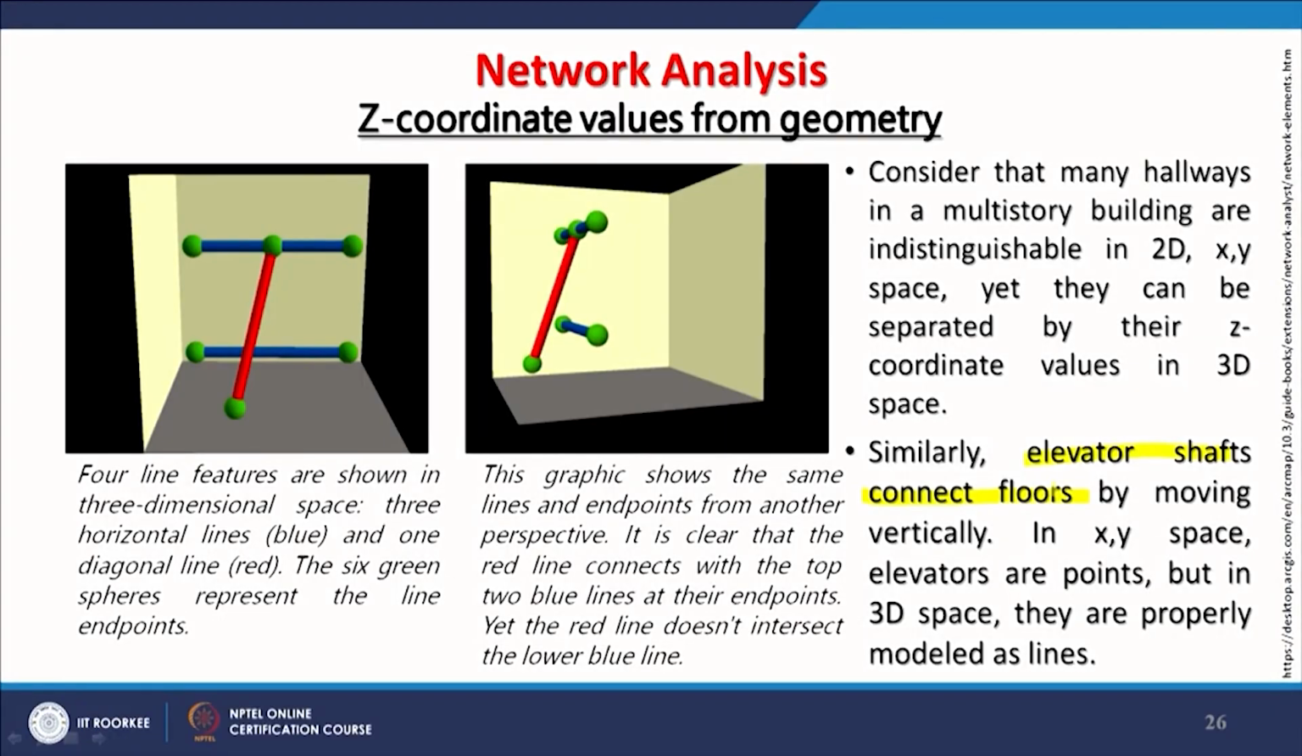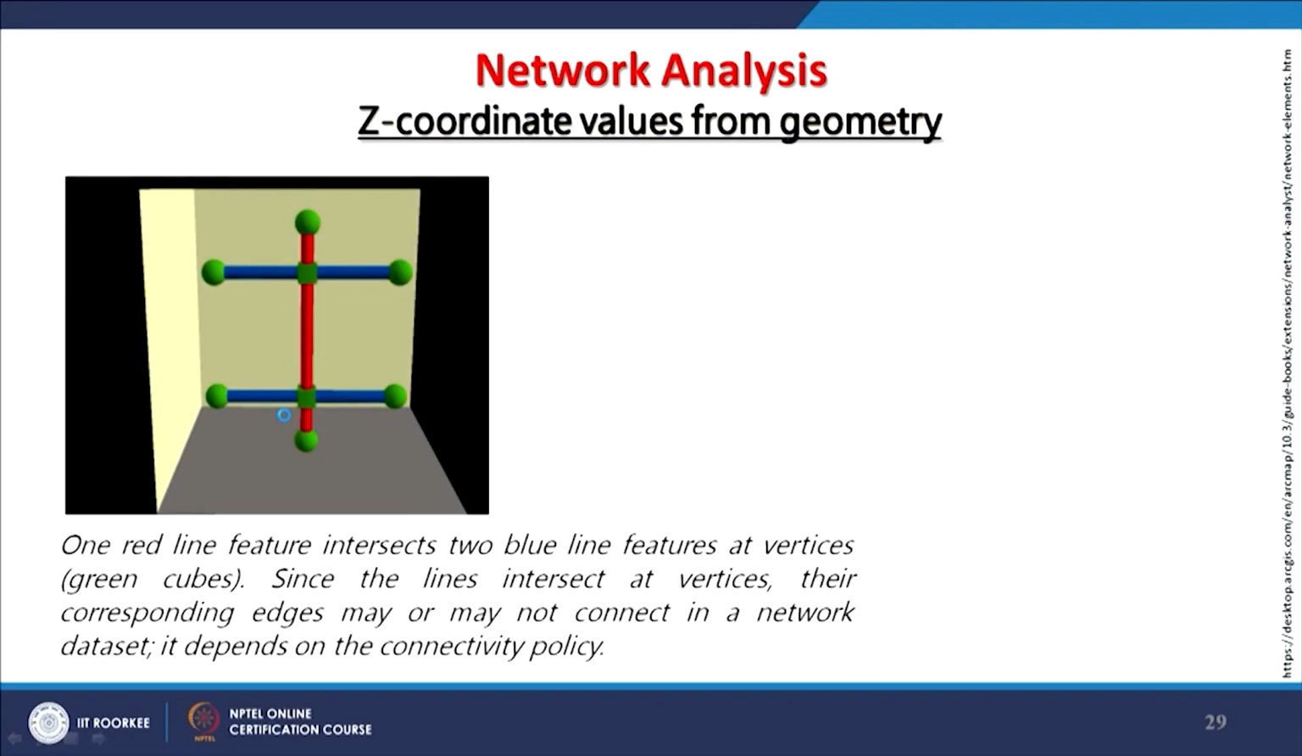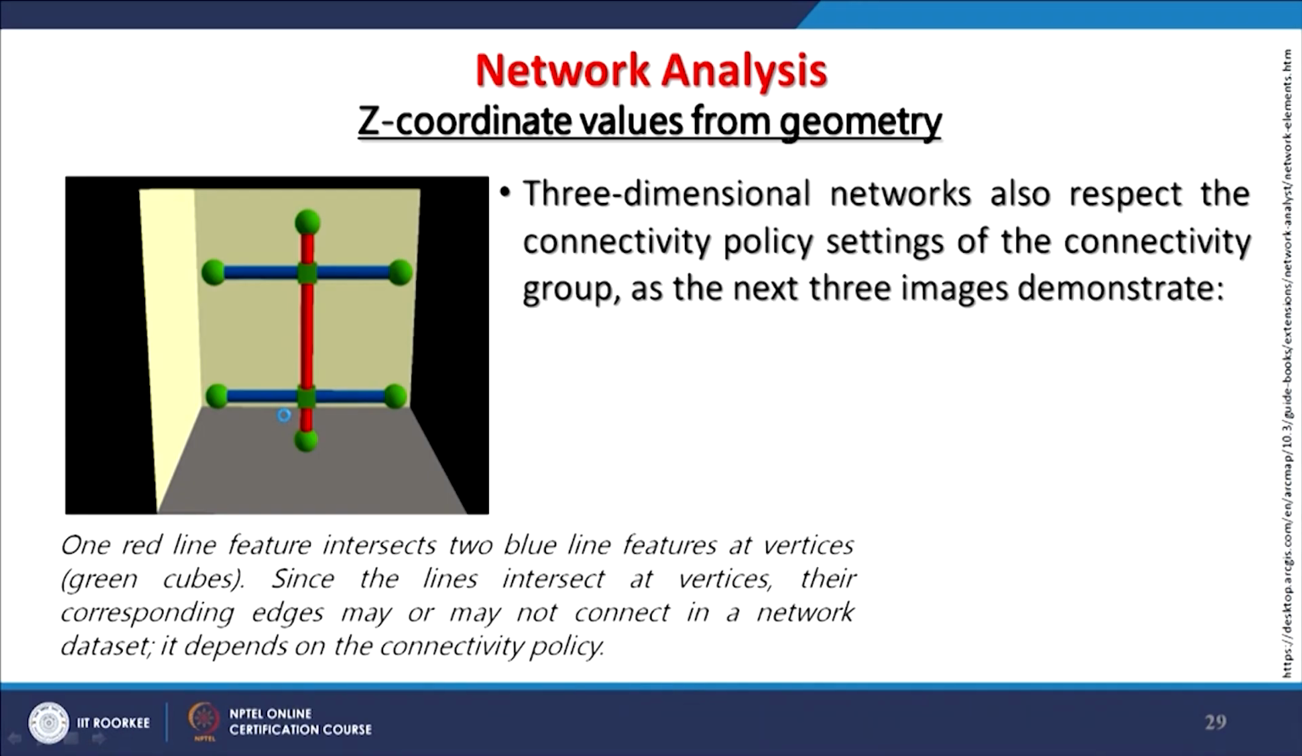So there it will be very much required to bring in the elevator shaft connecting floors. Everything has to be stored in a system, all detailed information, and if that is done, then we can have the Z coordinate values in our geometry. If that is available, then only a nice network can be established. Like here we see that there is no connectivity between the blue lines E3 and E4, though the red line is meeting at junction 2 of E1 and E2. That means they are at different levels, the red and these blue lines E3 and E4. But if we see in a different perspective, they may look connected.